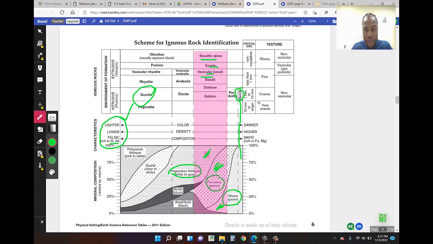Oh yeah, peridotite is right here on the corner. Peridotite only has two minerals, olivine and pyroxene. So peridotite does not have any plagioclase feldspar. If you look at it downward using that broken line, it does not. So it's definitely not that either.